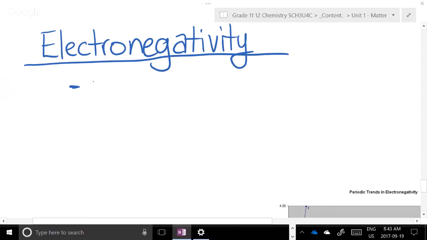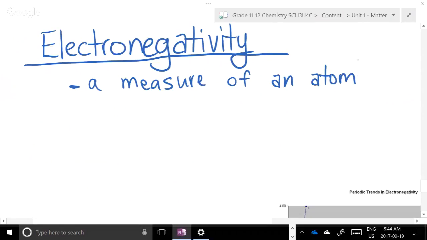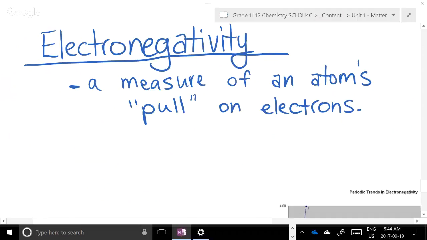Rather, it is a measure of an atom's pull on electrons. The technical term would be it's a measure of an atom's tendency to gain electrons. But really, electronegativity is in the fight for electrons, and atoms are constantly fighting over electrons. Electronegativity is how strong that atom is. Does that make sense?